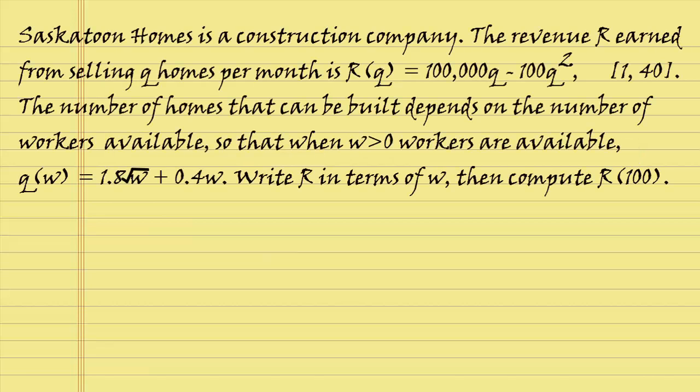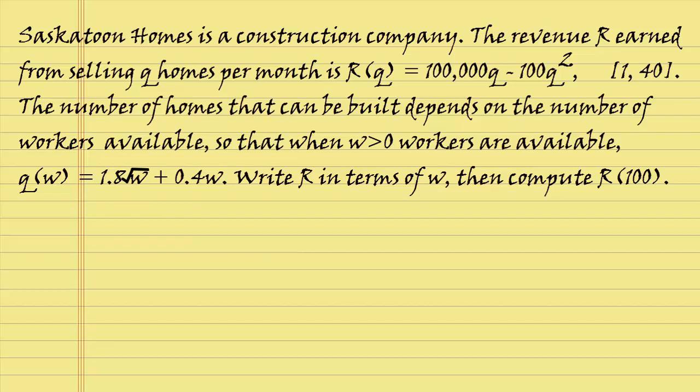Saskatoon Homes is a construction company that builds houses on lots zoned for residential development. The revenue for these homes is given by the quadratic function R(Q) = 100,000Q - 100Q², where Q is between 1 and 40. And Q represents the number of houses that can be built in 1 month.